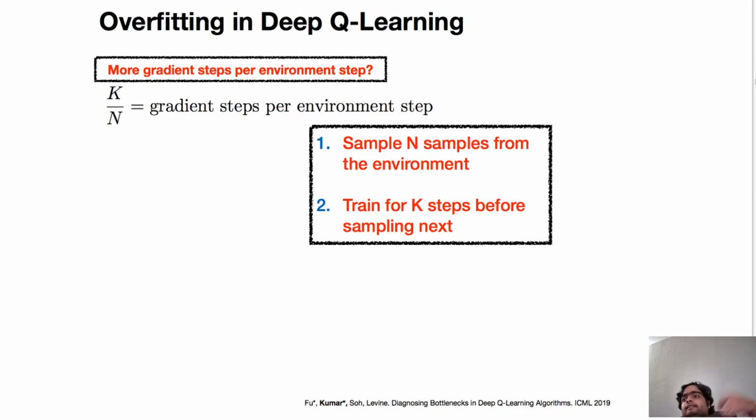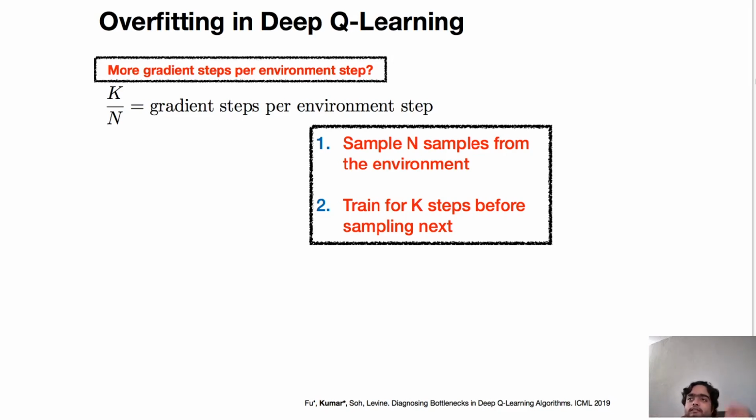You sample n samples from the environment. By sample, I mean transitions. So let's say you unroll a policy and collect n many transitions from the environment. And now on these n samples, we train for k steps, just on this data that is collected before collecting new samples from the environment.